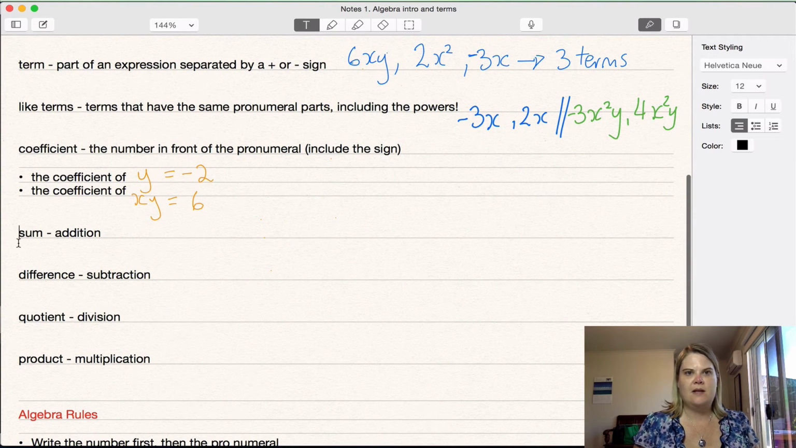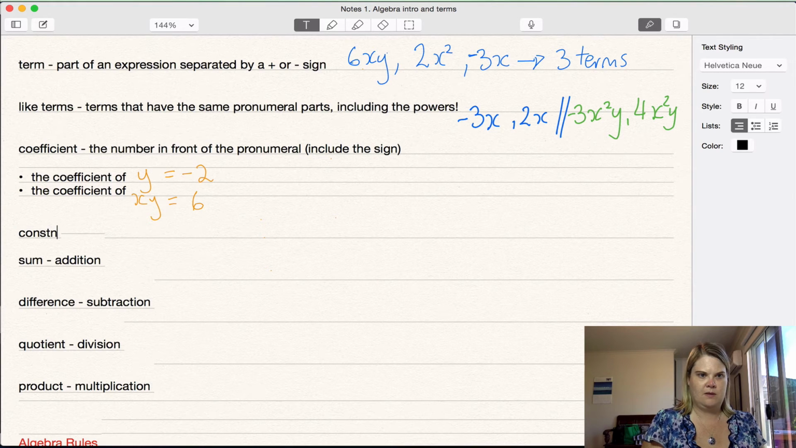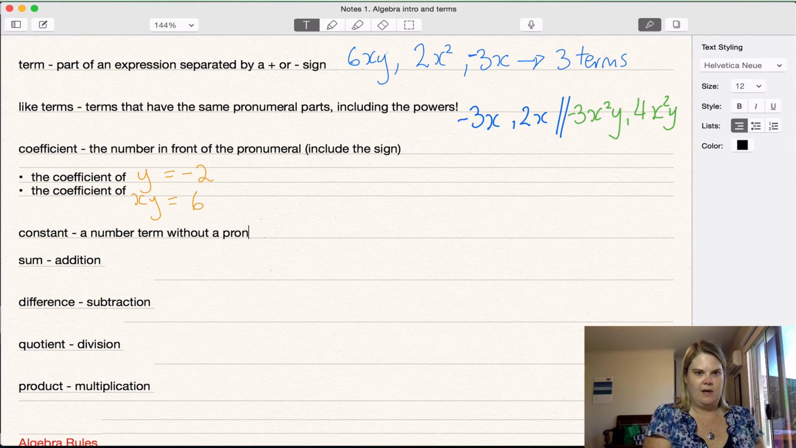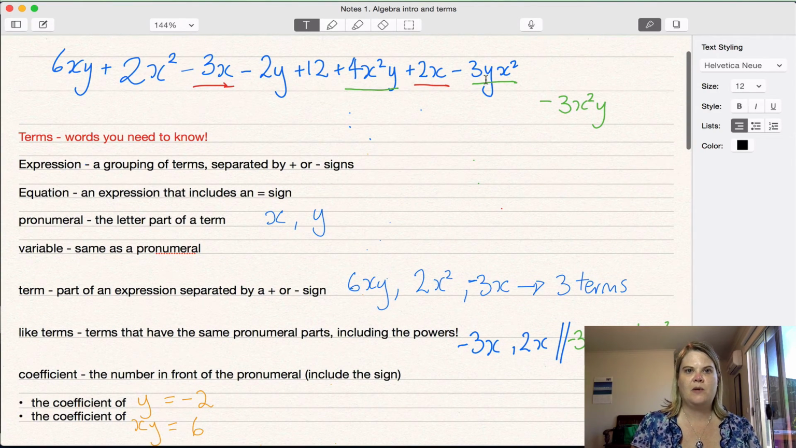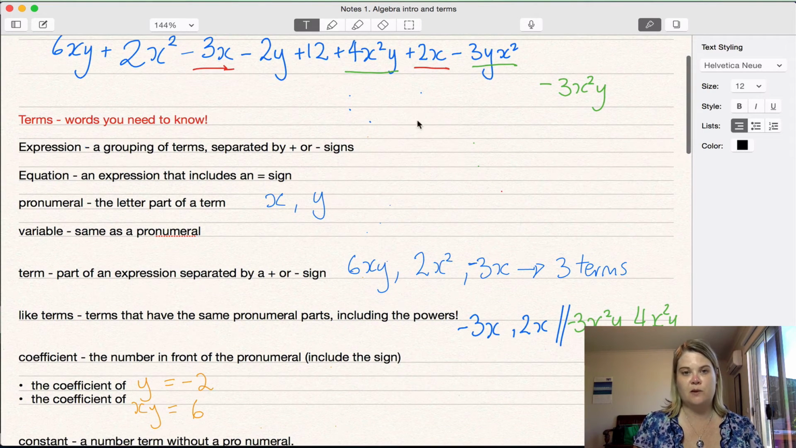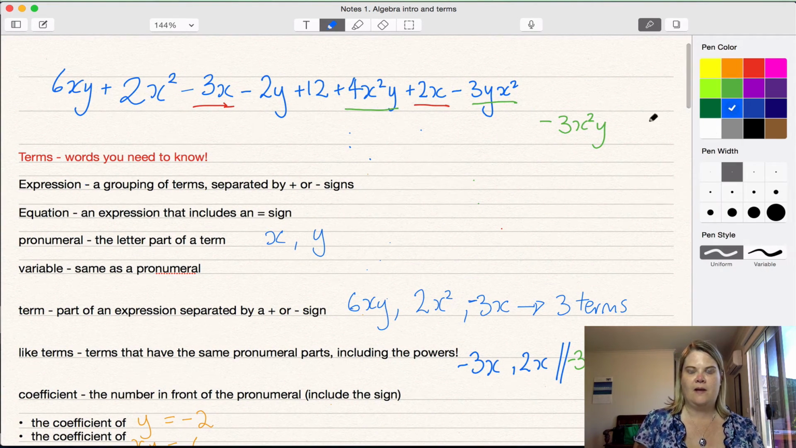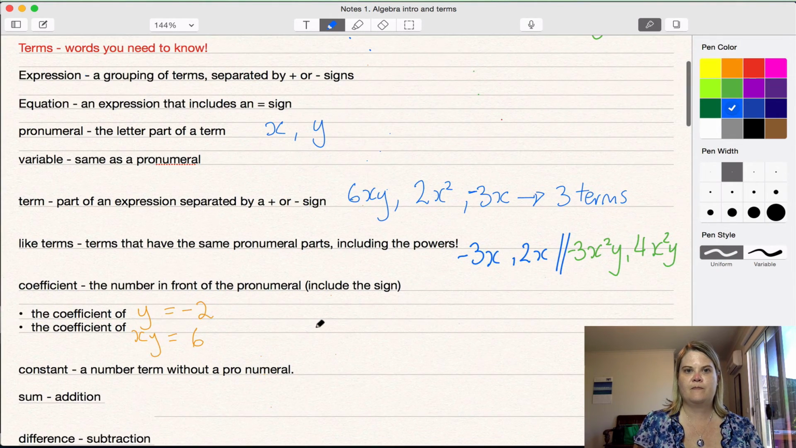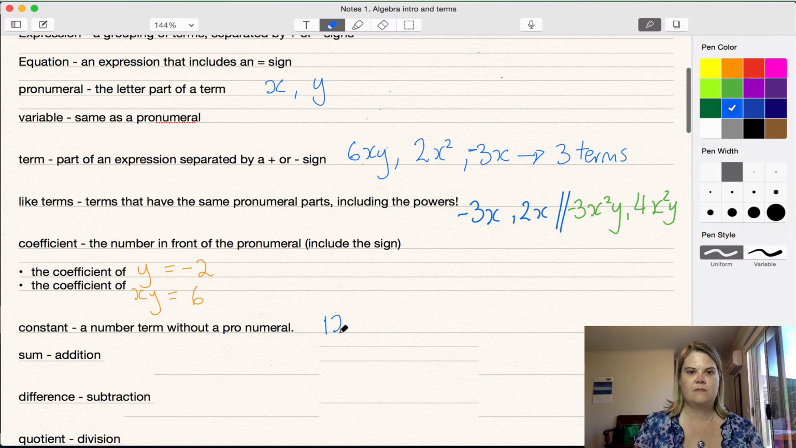One that I need to add in here is constant. And a constant is a number term without a pronumeral. In our example up here, we've got one constant and it's in here. Make sure you keep the sign with it. If it was negative, it would be -12. But it's positive, so we can just write that the constant of this expression is 12.